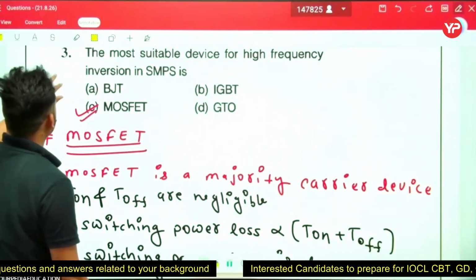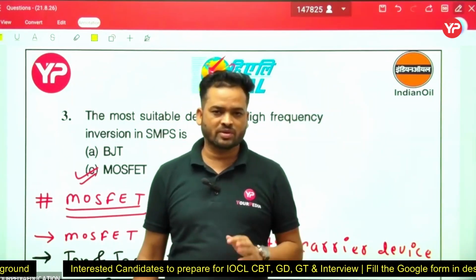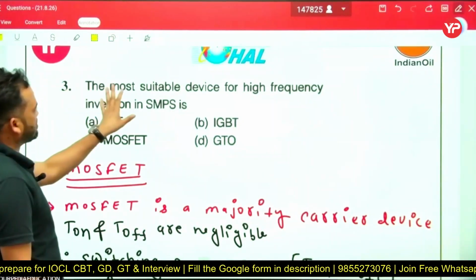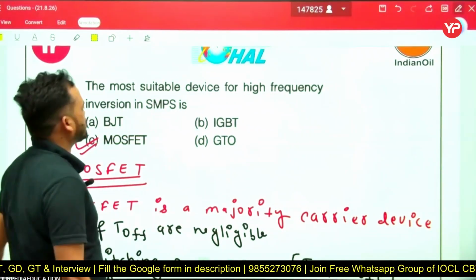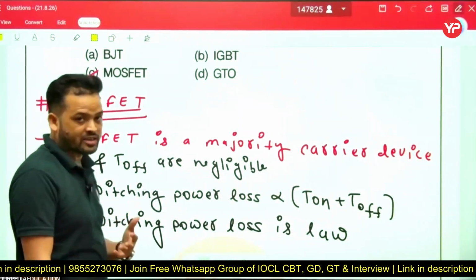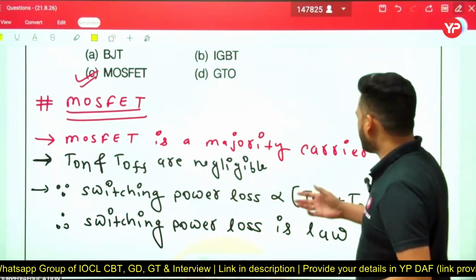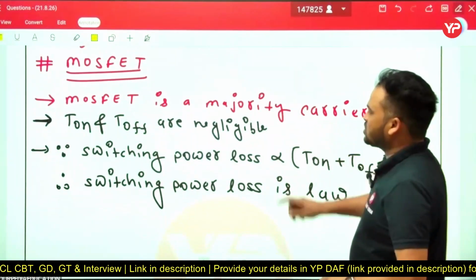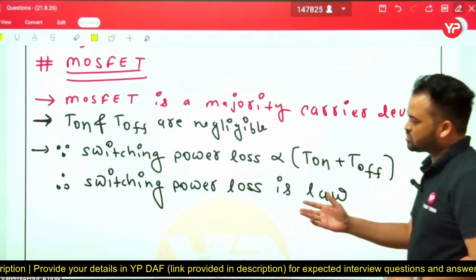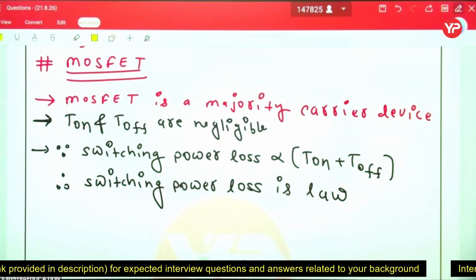Okay. Now we discuss two questions, and for the remaining previous two questions, please visit and see them in recorded format. Here we discuss the next question. The most suitable device for high frequency inversion in SMPS is MOSFET, and we discuss the MOSFET related things which are important for our examination. MOSFET is a majority carrier device, that is T on and T off are negligible, and switching power loss is directly proportional to T on plus T off. Hence, switching power loss is low as compared to SCR and all.